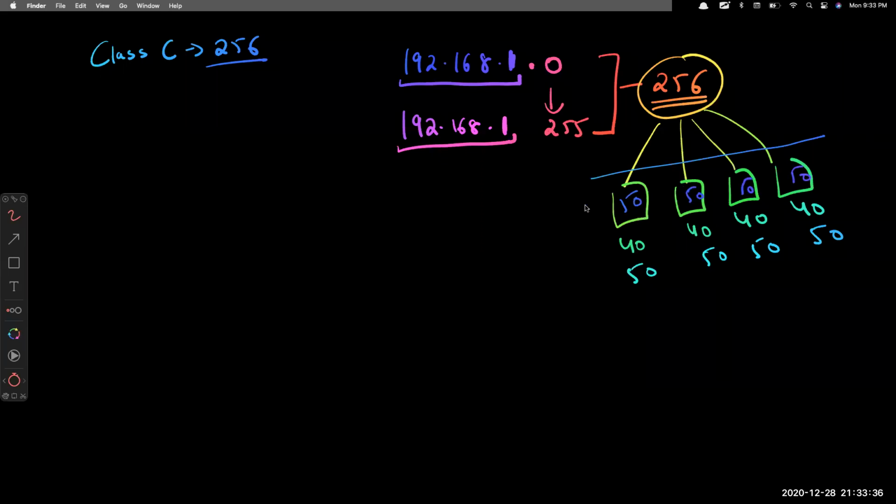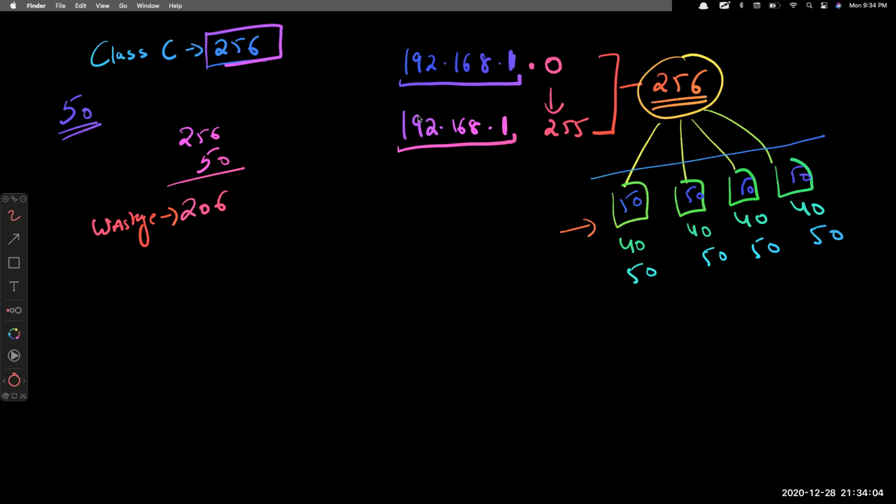So if my requirement is 50, suppose I want to give IP addresses to 50 computers, but class C is giving me 256. If I use 256 IPs for 50 computers, how much am I going to waste? I am going to waste 206 IPs, right? So that is happening. If I want to create four computer labs, either I have to use multiple networks, and we should not have multiple networks. Why? Tell me.